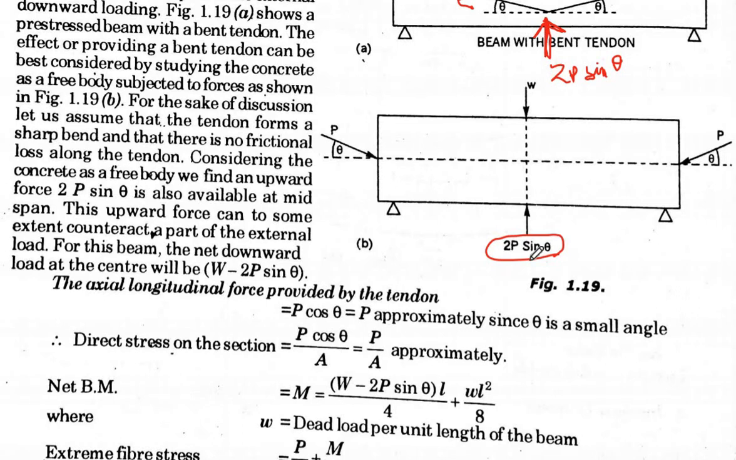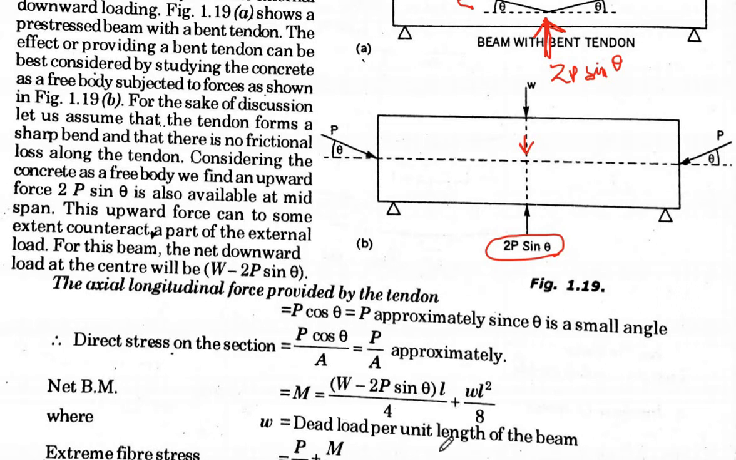Now after the 2P sin theta, which is the upward thrust, when this acts upwards, what happens? After counterbalancing there remains some amount of load. That load is your point load now, which will be acting after subtracting, after counterbalancing. There will be a small amount of load acting here, that is a point load. So the moment of that point load will be WL by 4, and that W is how much? W minus 2P sin theta.